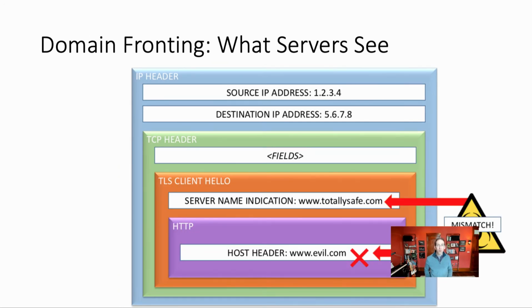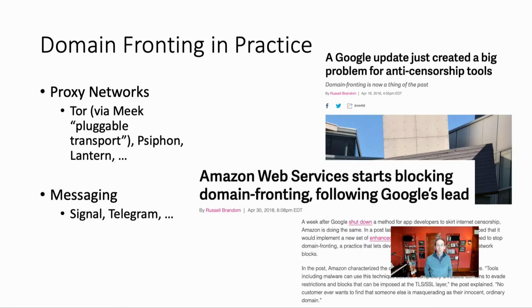It's easy for servers, in fact, to disable this if they so choose, and sometimes it's viewed as a security vulnerability. The server itself could notice that the host header and the server name indication field don't match, and so recognizing that anomaly, they may choose to discard the traffic. Google and Amazon have chosen to do just that, rendering domain fronting not effective, making it impossible to use domain fronting to reach websites that are hosted on these platforms.